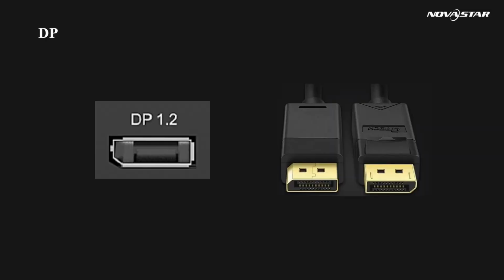Alright, let's look at the second one, DP. DP is the abbreviation for DisplayPort. It is primarily used to connect a video source to a display device, such as a computer monitor. It can also carry audio, USB, and other forms of data. DisplayPort was designed to replace VGA and DVI.